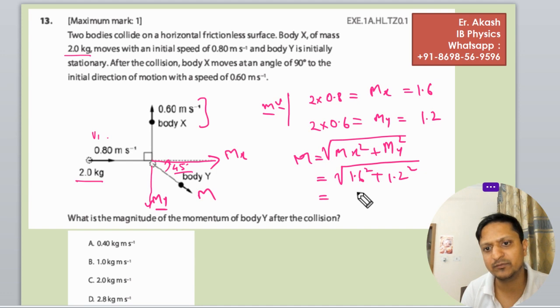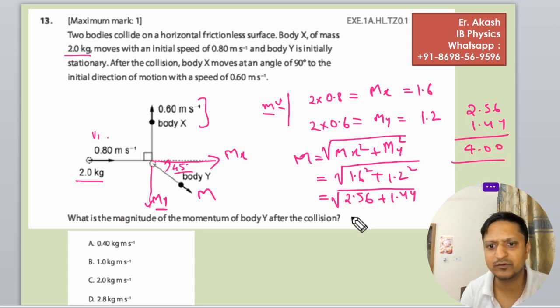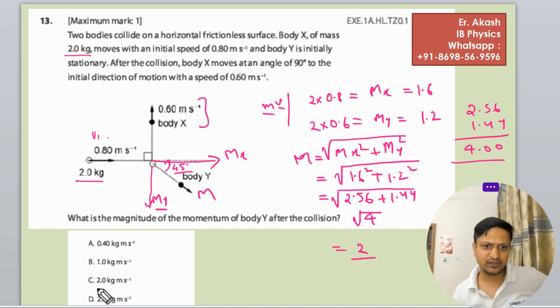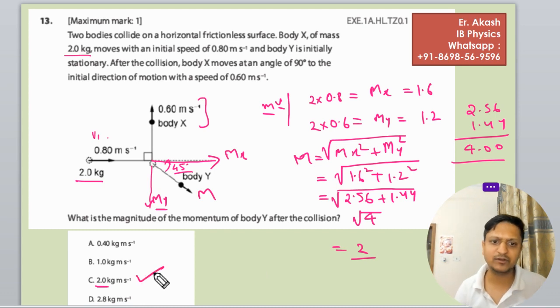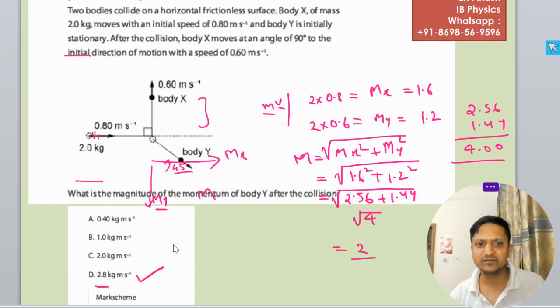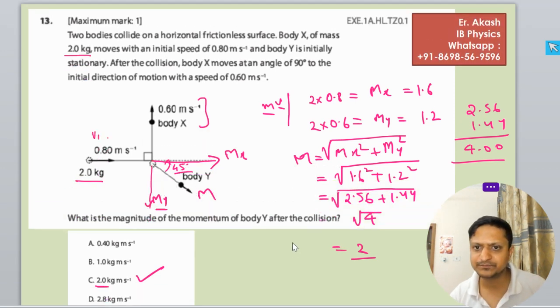So it will become 2.56 plus 1.44, root, and this is 4.00. So the root of 4 is 2. So among A, B, C, D, 2 is the C option. So now we will check the mark scheme. Mark scheme says C. So C is the right answer.